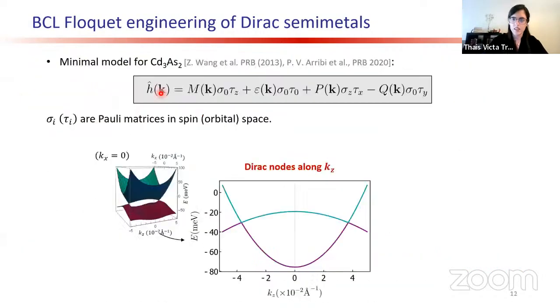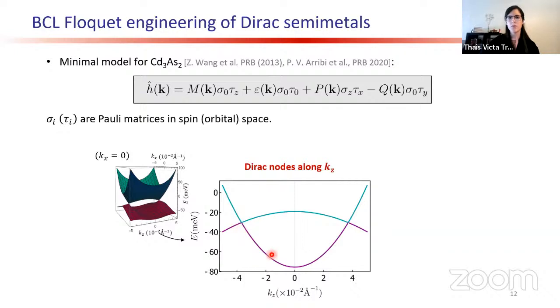So let me just introduce you a bit about the model. As I said, cadmium arsenide can be described by a minimal four-band model around the gamma point. The model is shown here. Don't worry too much about the expression for these coefficients. They are just expansions, polynomials of momentum that are valid close to the gamma point. And the sigmas and taus are Pauli matrices in spin and orbital space. If you diagonalize this Hamiltonian, this is the band structure you find, and a cut along the kz direction gives you this band structure. You can clearly see the two Dirac cones here.